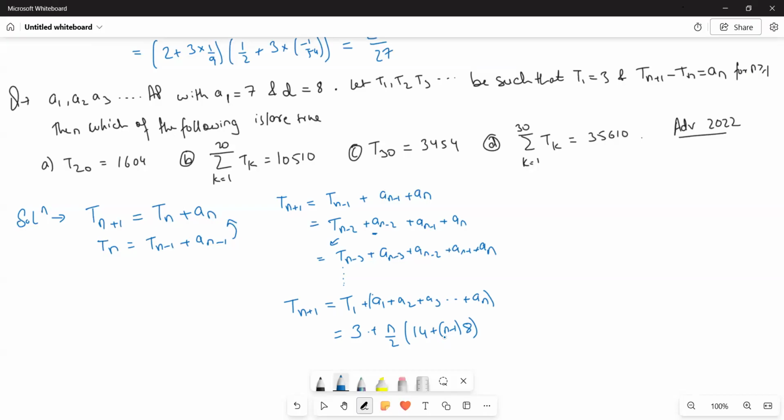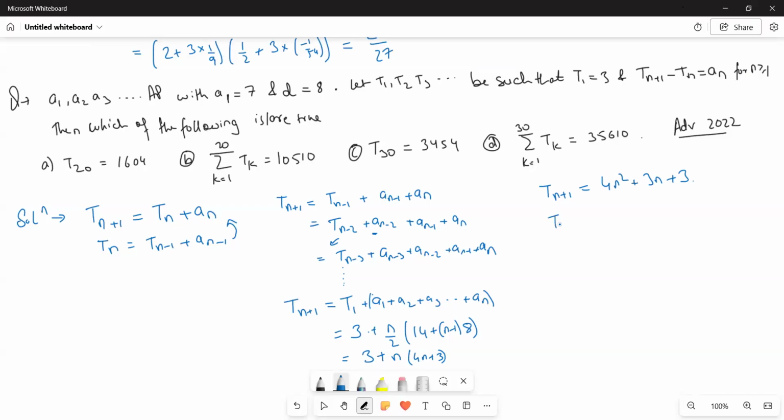So this would be 14 minus 8, 6. So ये हो गया 3 plus n times 6, और 8 से 2 कॉमन लेके कैंसिल हो गया, 4n plus 3. So we end up getting that T(n+1) is effectively 4n square plus 3n plus 3. So अब ऑप्शन A और C तो यहीं से चेक हो जाएगा.